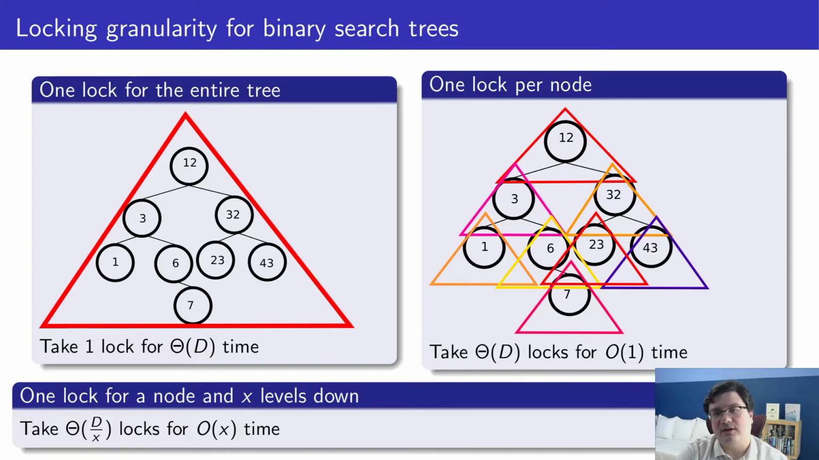A fine-grained strategy would have one lock for each node of the tree. For most operations, the coarse-grained strategy would hold a single lock for theta of depth time. The fine-grained strategy would hold theta of depth locks, but each lock would only be held for big O of 1 time. One could also develop hybrid strategies where not all nodes have their own locks, but locks are held by a node and a few levels down. That would decrease the number of locks to take, but increase the amount of time each lock would be held.